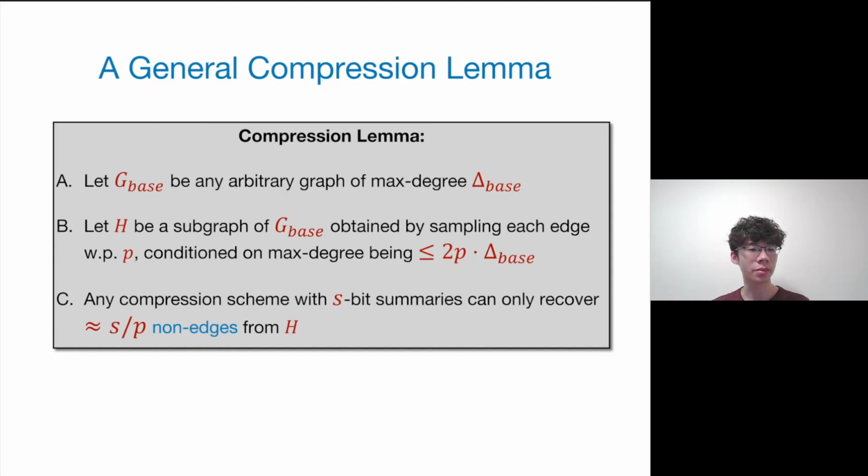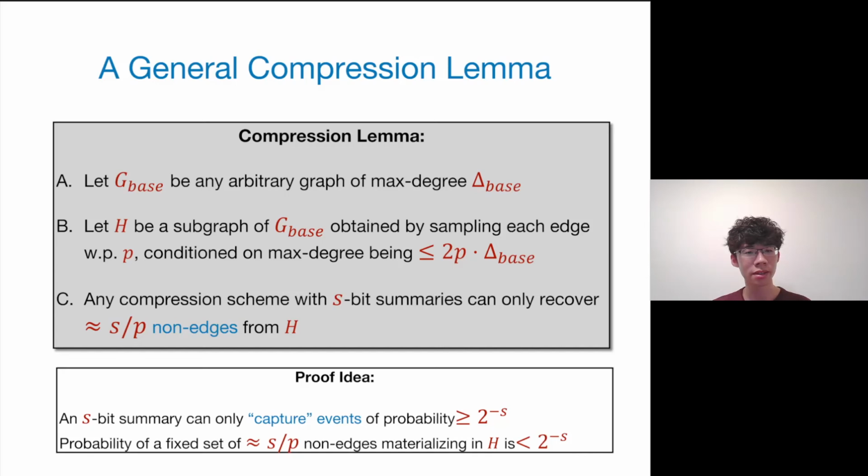So we're gonna sample H from some base graph, and this condition that the max degree is at most 2p times delta base is not that important, because the max degree is going to be that for most vertices anyway, just by probability. The conclusion is that any compression scheme with S-bit summaries can only recover about S over P non-edges from H. And S you should think of as approximately n. It's O tilde n, but you can think of it as just n.